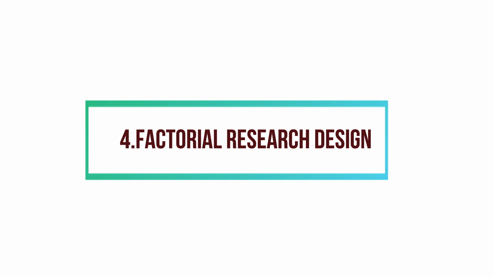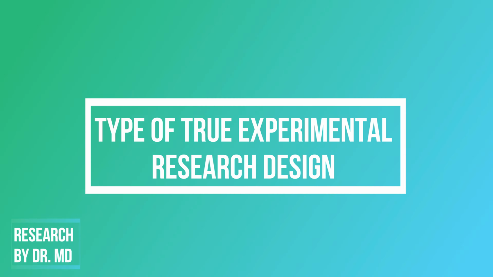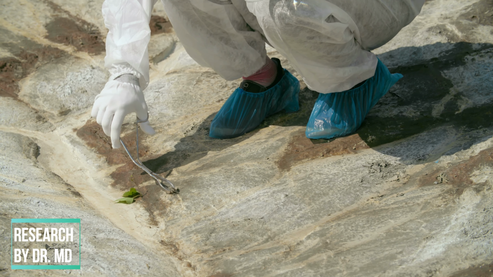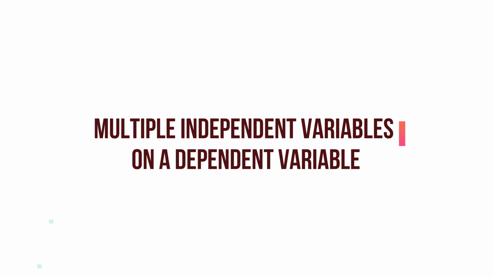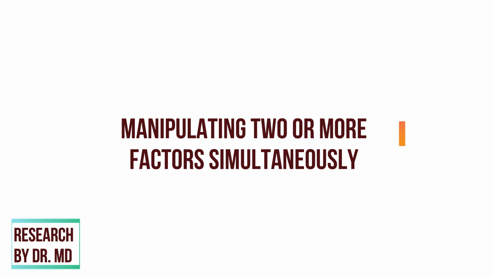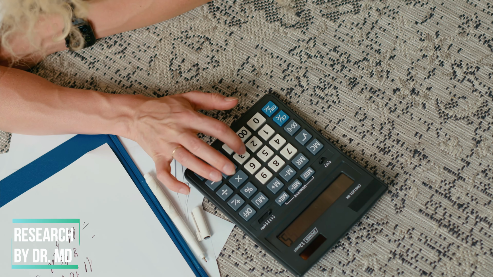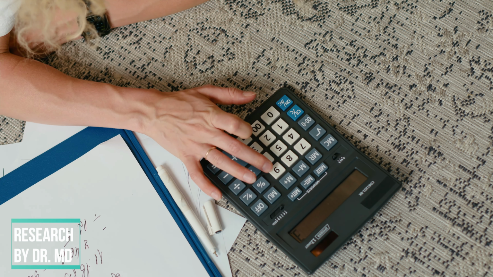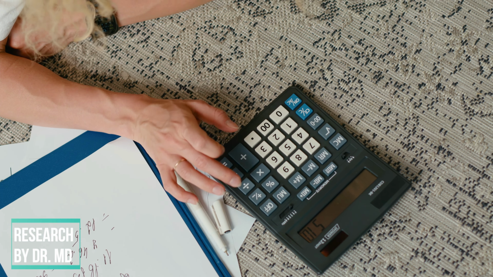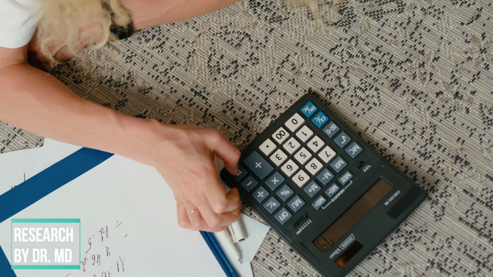4. Factorial research design. Factorial research design is a type of true experimental research design in which the researcher investigates the effects of multiple independent variables on a dependent variable. It involves manipulating 2 or more factors simultaneously to examine their individual and combined influences. The term factorial refers to the multiplication of these factors to create various experimental conditions.